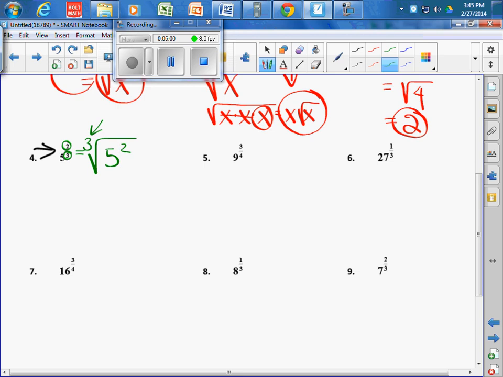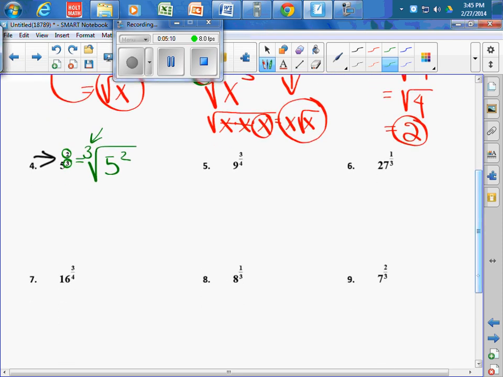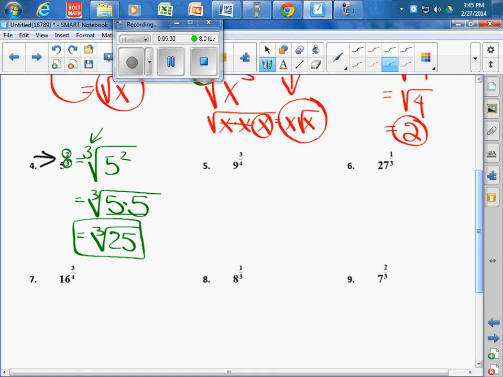Before, when we were just dealing with square roots, we were looking for two factors to be the same. Now we're looking for the cube root, so we need three factors that are the same. So when I write the prime factors of 5 squared, I would just get 5 times 5, right? Do I have three factors here? No, I don't. So we would multiply the 5 and the 5 back together again. We're talking about the cube root of 25 is how that would be read. The cube root of 25.